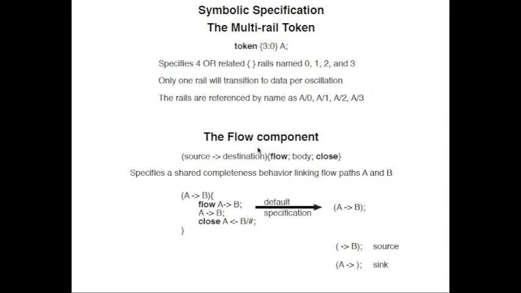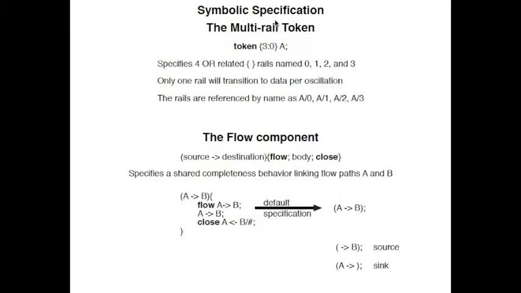We're going to rapidly run out of steam specifying circuits with graphical pictures, so we're going to start introducing a symbolic specification. The first specification is the token, which specifies the structure of the flow path. This specifies a flow path of 4 rails named 0, 1, 2, and 3, and the flow path itself is named A. And the rails of the flow path are OR related. The curly braces mean they're OR related, and that means that only one rail per oscillation will transition to data.